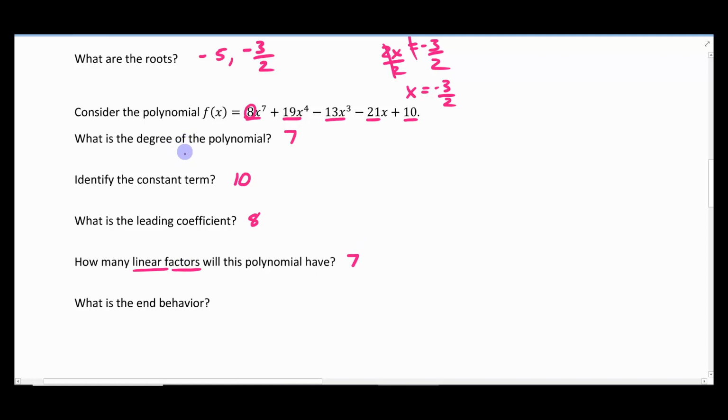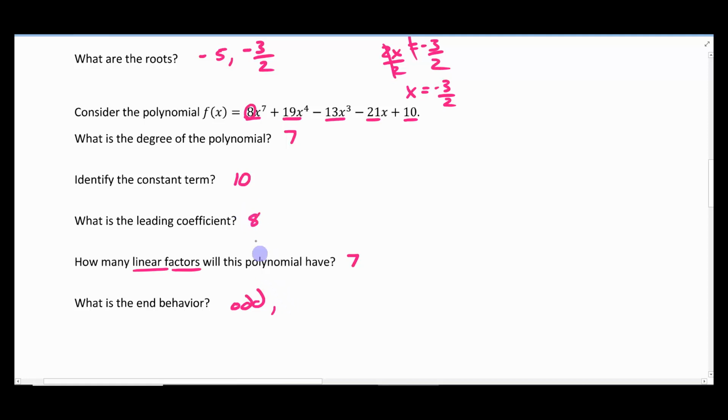Okay, so let's check out the end behavior. So with the end behavior, we've got to find 2 things. We got to look at the degree and determine whether or not it is even or odd. Since the degree is 7 here, it is odd. Right, so it's got an odd degree, and then we look at the leading coefficient. We really don't care what the leading coefficient is, we just care about whether or not it's positive or negative.